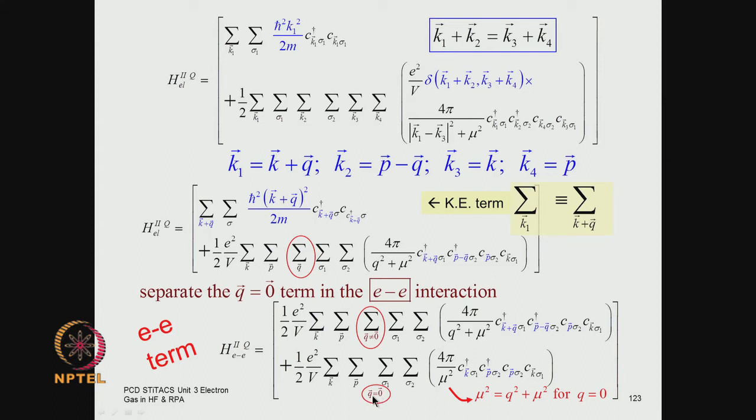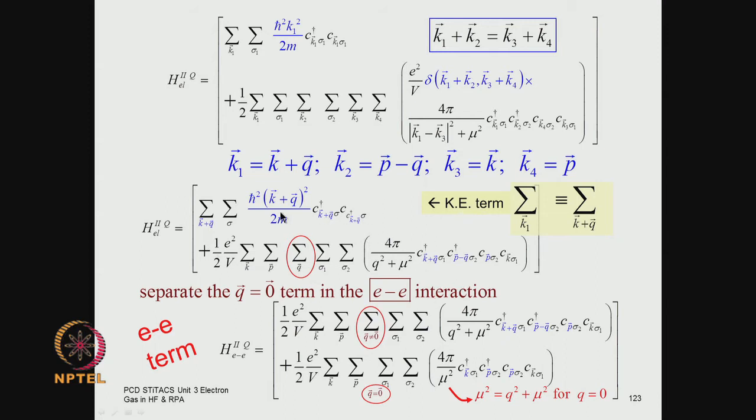When q is equal to 0, this term, which is 4 pi over q square plus mu square, becomes only 4 pi over mu square. This is because q is equal to 0. In the other term, corresponding to q not equal to 0, you have q square plus mu square. Okay? So I have rewritten the electron-electron term, which is the second term.